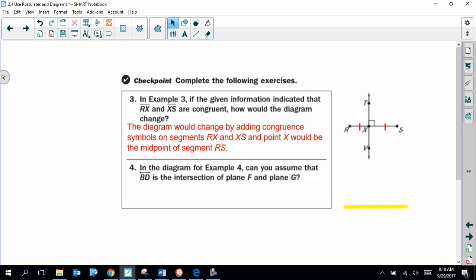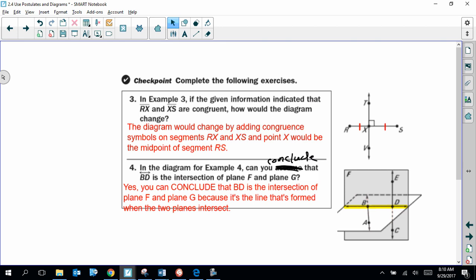And going back to the last example that we saw, example 4, can you assume that line BD is the intersection of plane F and plane G? And again, I really don't like it when geometry people use that word. Assume is a bad word in geometry. Don't use it. Can you conclude? Yes, in this case you can conclude that BD is the intersection of the two planes because, first of all, two planes always intersect at a line, and the points at the line where the two planes meet are BD. So yes, we can conclude that, not assume it.